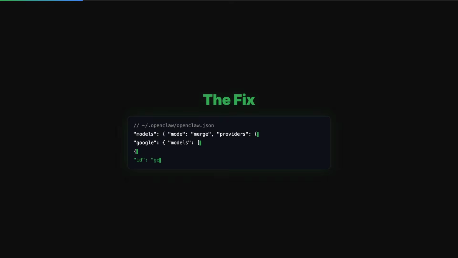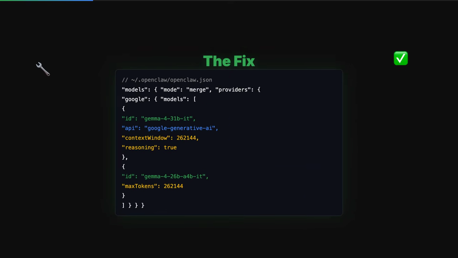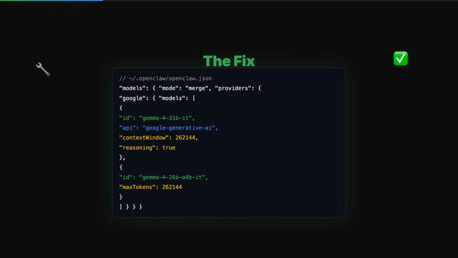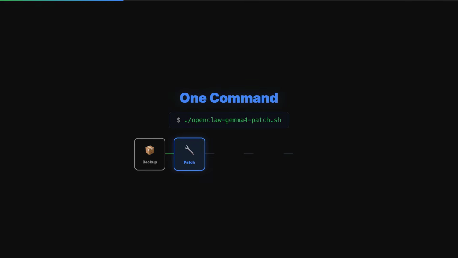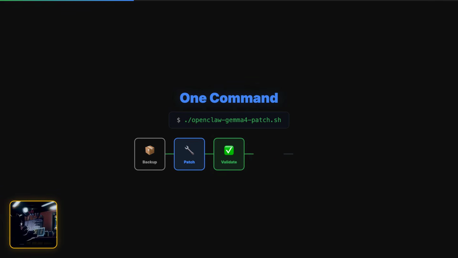The fix is simple. You add a models block to your OpenClaw config. Tell it the API protocol, context window, and capabilities. That's it. Or even easier, run this one-liner bash script. It auto-patches your config, validates it, restarts the gateway, and verifies everything works.